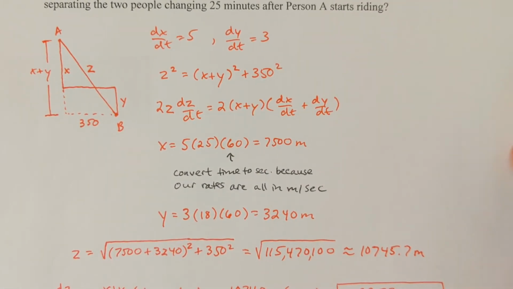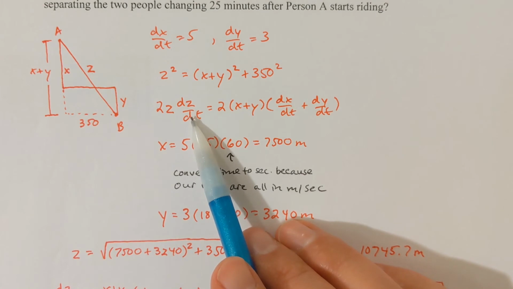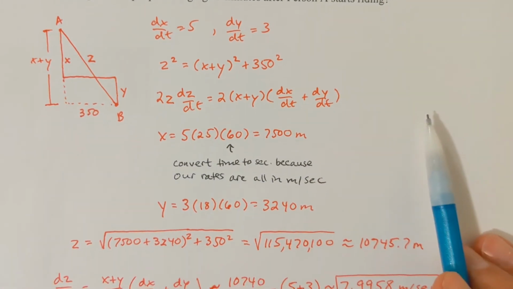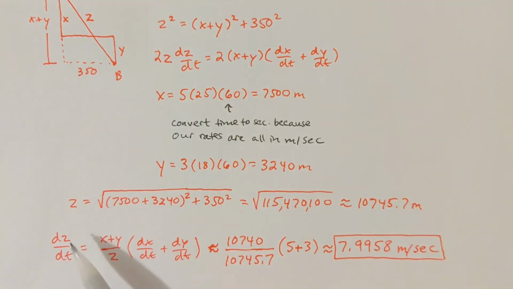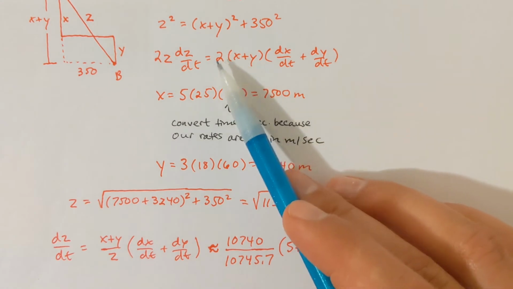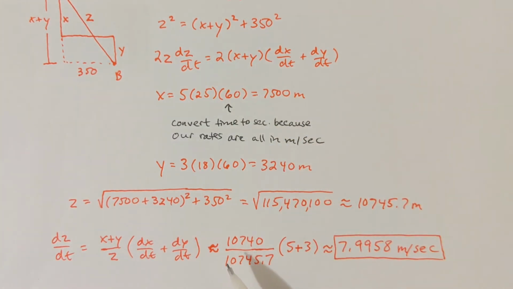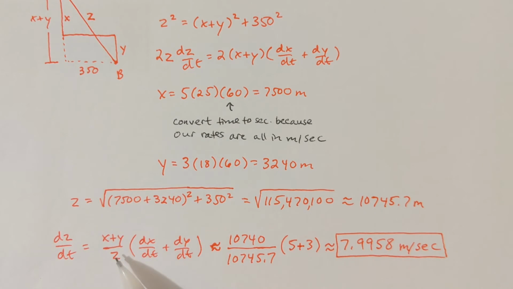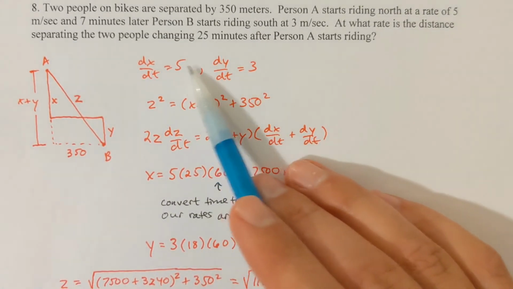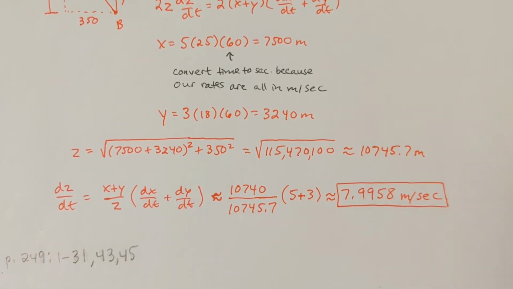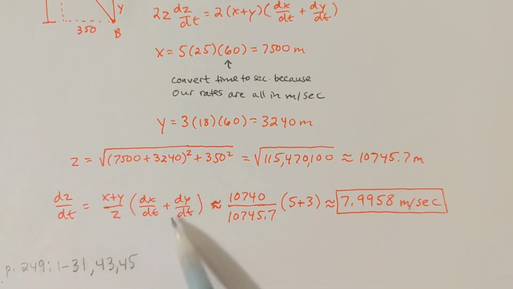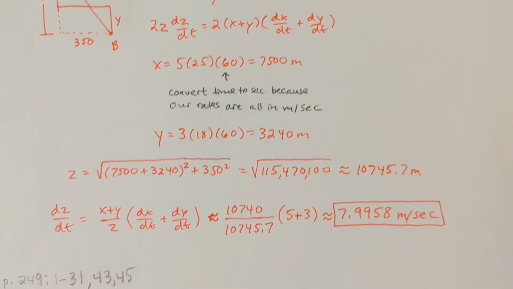Okay, so now we need to find dz/dt. I could divide both sides by 2z. That way dz/dt is all alone. Also, the 2's would cancel there. And I'm going to have (x plus y) over z times the quantity dx/dt plus dy/dt. Now I know dx/dt and dy/dt, right? That was information told to me in the problem. I need to get x, y, and z. So then I can plug in my information and I can get dz/dt.